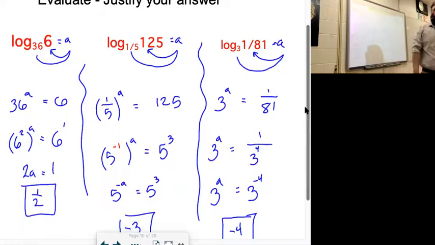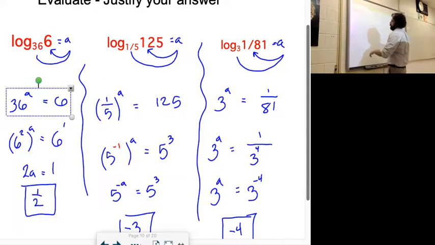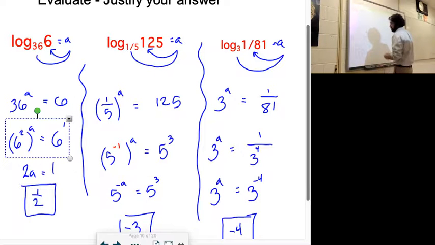So here's the work. For each one, I created an equation to help evaluate the logarithm. But remember, we're not solving an equation. Our answer must just be a numerical value, not a equals. So 36, log base 36 of 6. I converted it to exponential. I rewrote 36 in base 6, so that's 6 squared to the a. Use that exponent property, so 2a equals 1. And then a is 1/2.